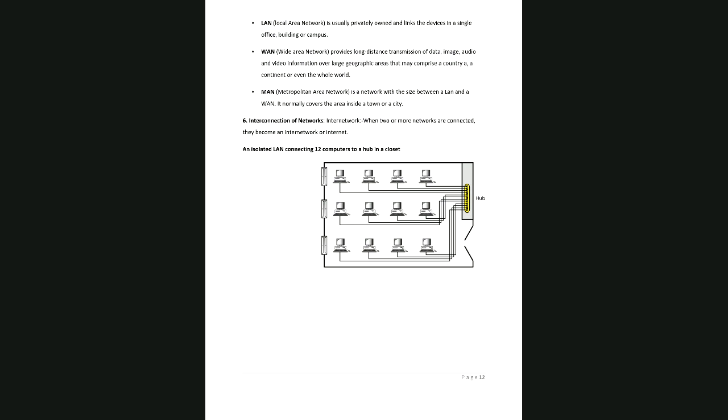Then you have seen the interconnection of networks. When two or more networks are connected, we call it an internetwork, or in short, an internet. So an isolated LAN which is connecting 12 devices, we are showing in a close-up. We can see 4 up here, 4 here, and 4 here. All are connected via a star topology to the hub, and it becomes a LAN.